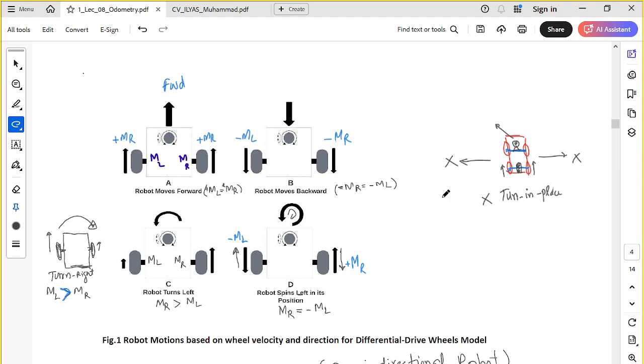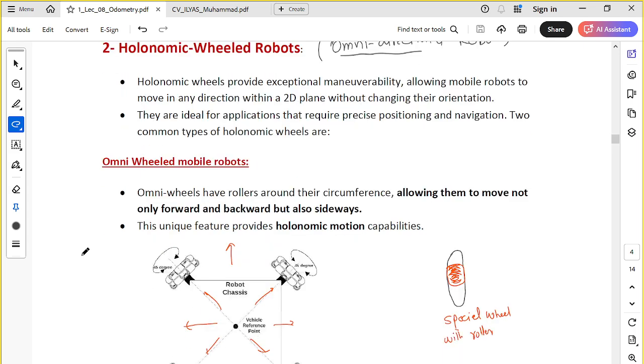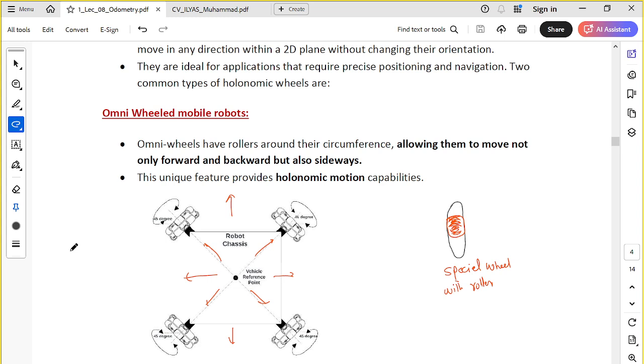So let's talk about the second type of mobile robots, which are called holonomic robots, and they are also called omnidirectional robots, because they can achieve motion in any direction. How do they do it? They do it with the design of special types of wheels, for example this type of wheel. So this is the wheel. On top of the wheel, they attach rollers.